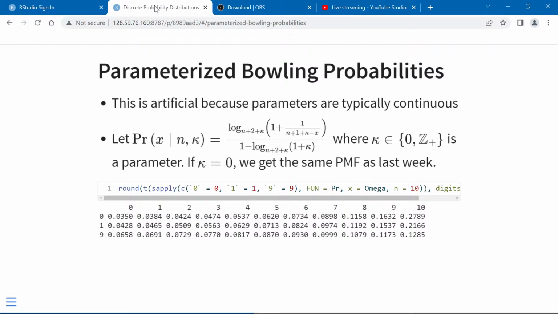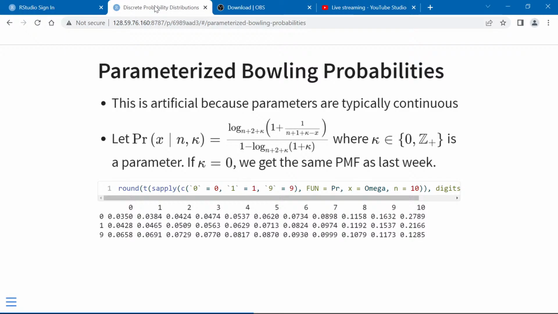So let's define a new probability mass function for the number of pins knocked down in bowling that introduces a parameter kappa that is a non-negative integer. If you look at this expression, you might see that if kappa is 0, then the denominator is going to simplify, and we get exactly the same probability mass function that we did last week. But if kappa is any integer greater than 0, this is going to be different. However, it can be shown that the probabilities still add up to 1 over the entire sample space omega. So if kappa is 0, we get the same probabilities that we got before, because this simplifies to the function we were using last week.